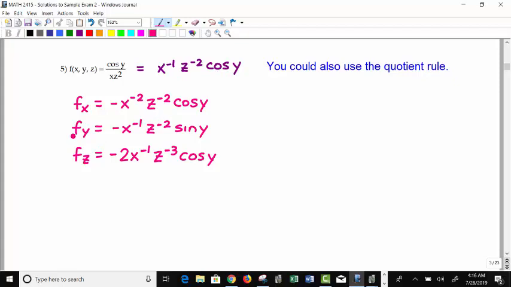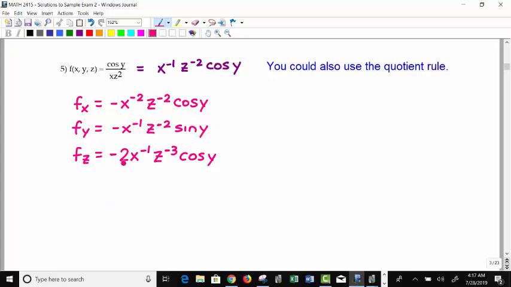Now when you take the derivative with respect to y, the x and the z stay fixed. And then the derivative of cosine of y is negative sine of y. So the negative in front of this fy partial is there for a different reason than the negative in the fx. That one was because you brought the negative 1 down. This one is because the derivative of cosine is negative.